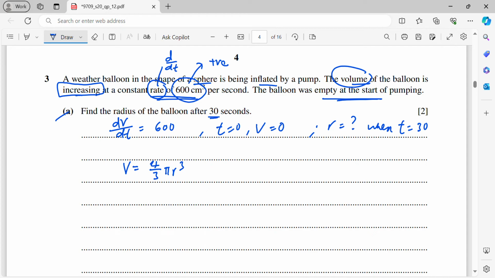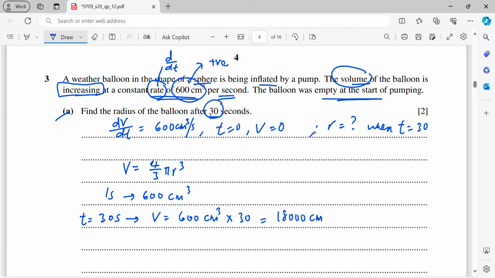So for this question, I need to find out what is the volume after 30 seconds. Look here, per second is 600. This is centimeter cube per second. So I will say 1 second is 600 centimeter cube. This is the volume. So when t equals 30, my volume will be 600 centimeter cube times 30, which means you will be getting 18,000 centimeter cube. So this is my volume when t equals 30.